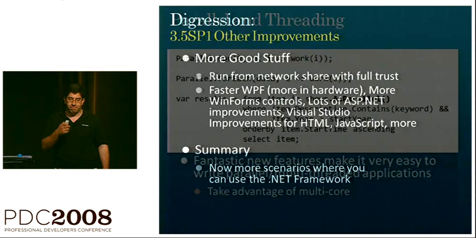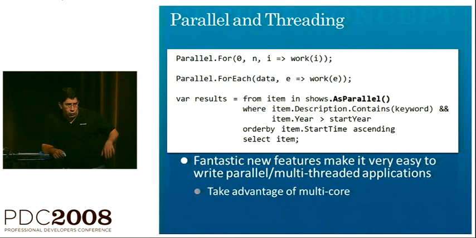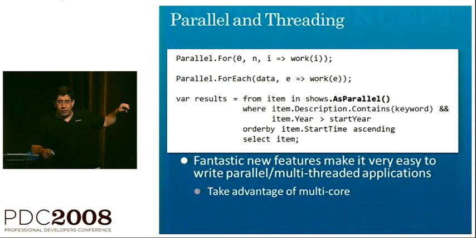Okay. The next thing I want to talk about is improvements for parallel computing and threading. One of the most popular talks so far, I believe, has been the task parallel library talks. People are really excited about this. We all know multi-core is coming, and unfortunately, my team didn't do very much. What we did do is all those cool statements like Parallel.For and Parallel.ForEach and PLINQ, those all come from another team, built on top of us.